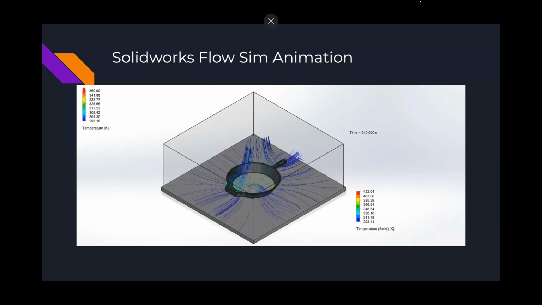You can see the temperature of the air changing throughout the animation. This is due to the pan and oil losing heat to the air through convection and radiation.